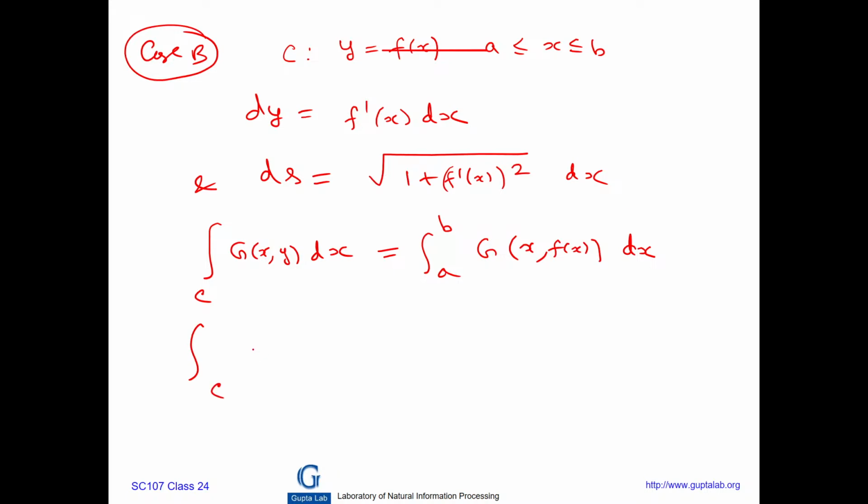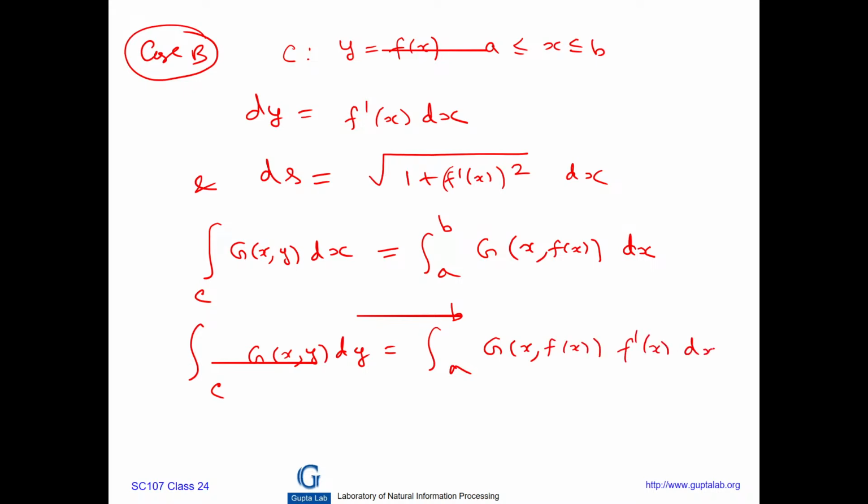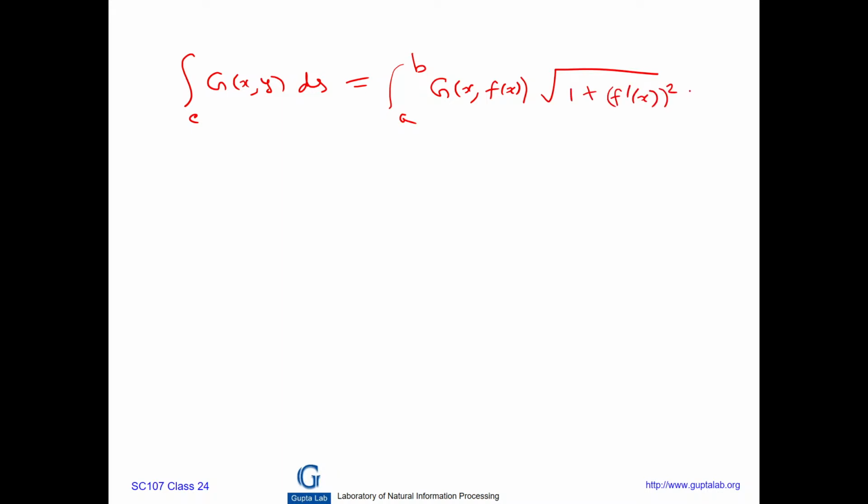Similarly, integration along C g(x,y) dy equals the integral from a to b of g(x, f(x)) f'(x) dx. And then the last one we have is integration along C for the arc, g(x,y) ds, which is equal to the integral from a to b of g(x, f(x)). I have substituted y equals f(x), and ds is the square root of 1 plus f'(x) whole square dx.